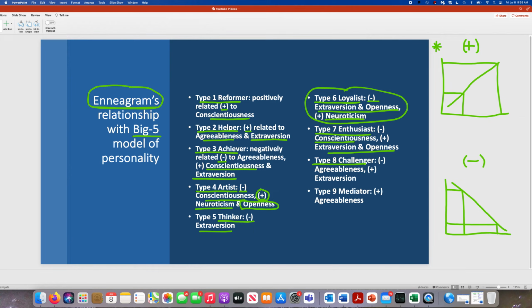Type 8 challenger, negative relationship to agreeableness. They don't need to get along, but positive to extroversion. Hey, I'm going to get out there and make changes, and I don't mind voicing my opinion. That's how I'm reading this. And then the mediator, 9, agreeableness. They want people to get along. They can facilitate dialogue. They see arguments from both sides.